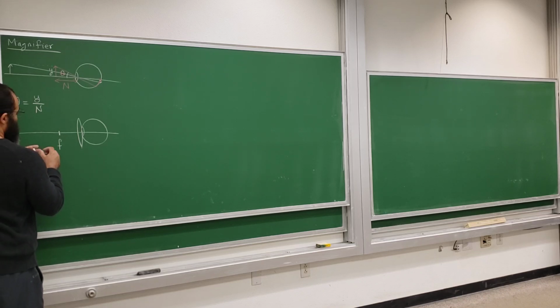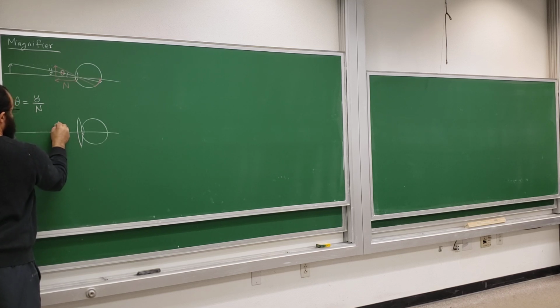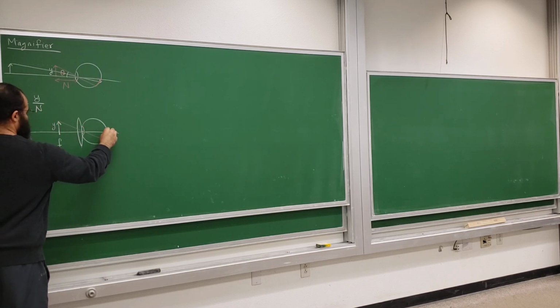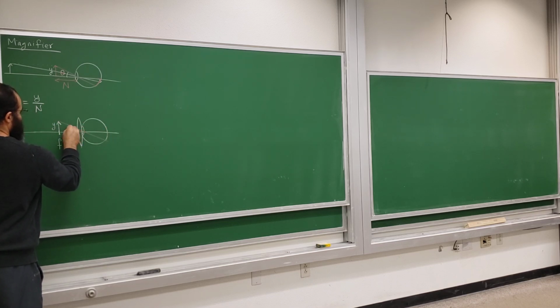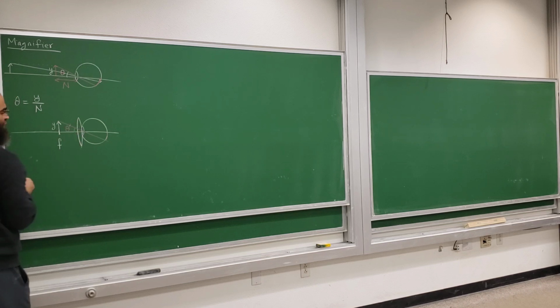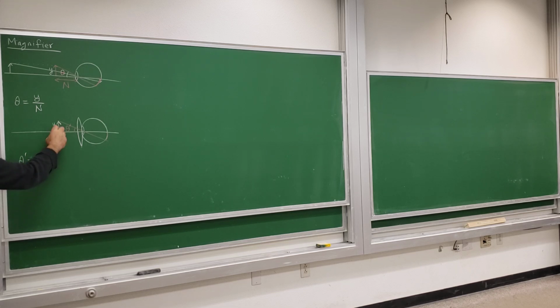So let me put my object right here, that same object with height y. Now the angle it will have is this angle, and let's call it theta prime. So what's theta prime? Theta prime will be y over f, isn't it? It's y over f.